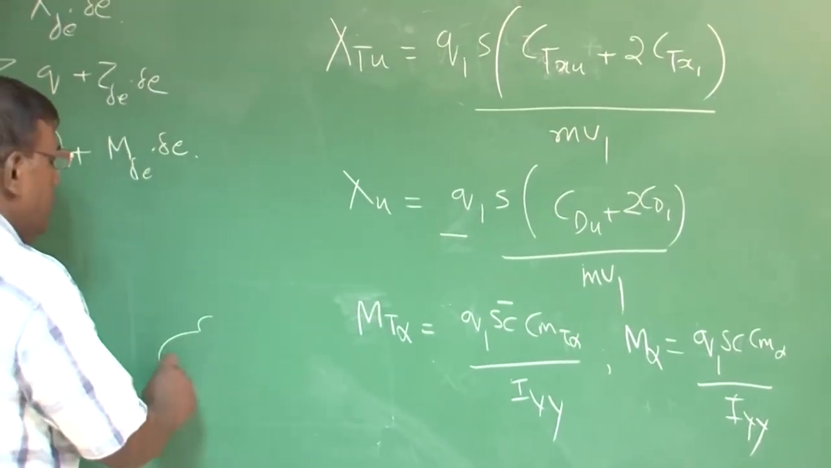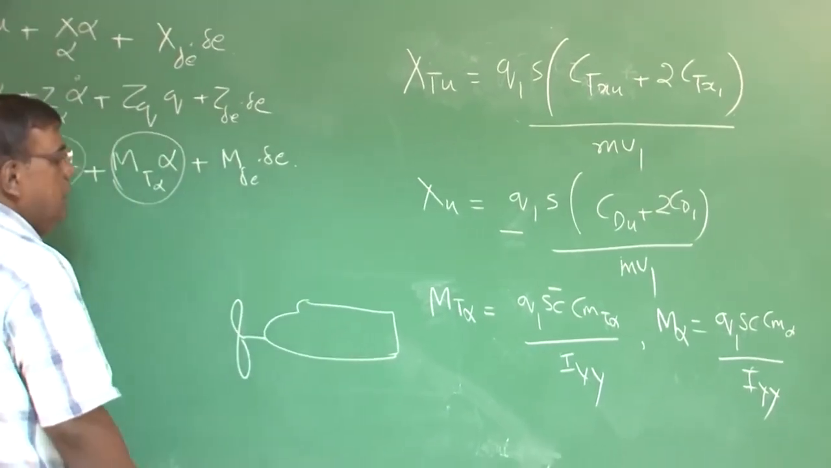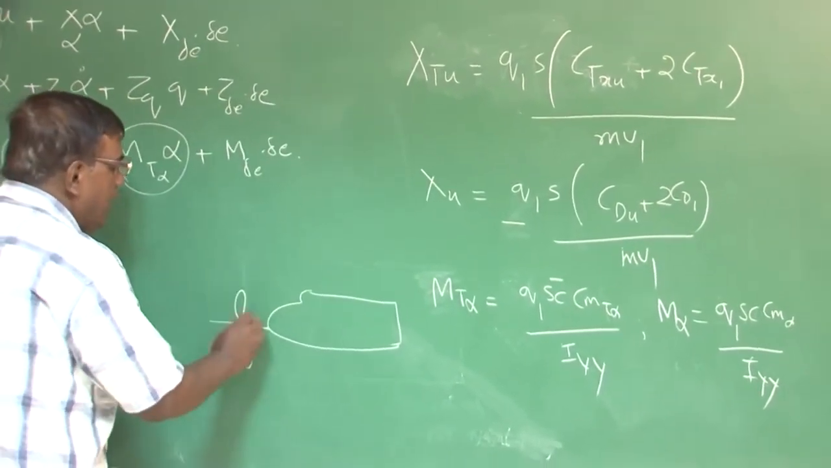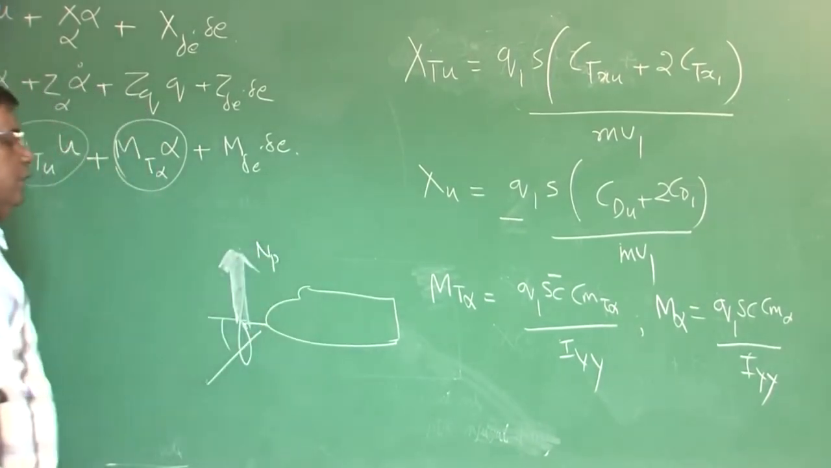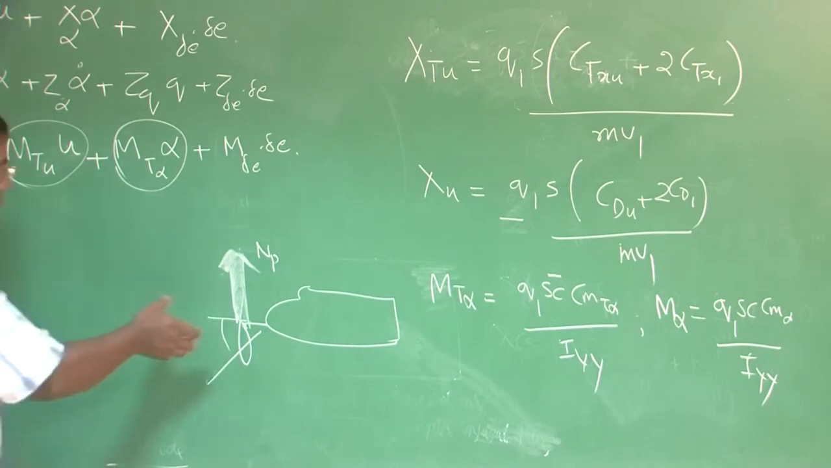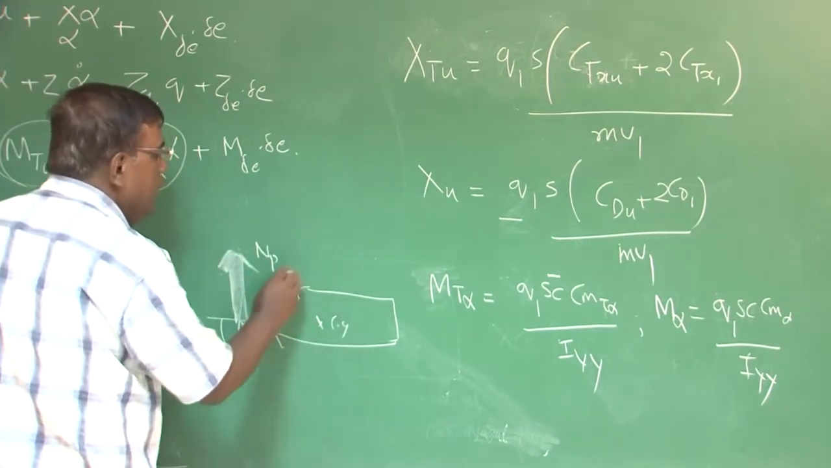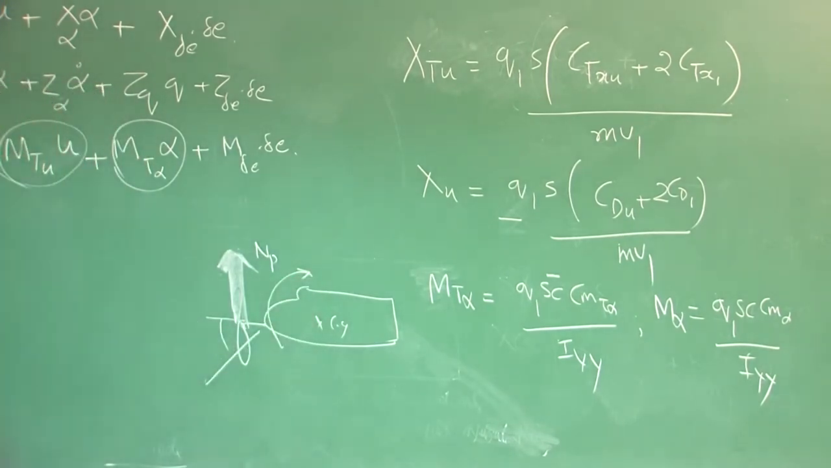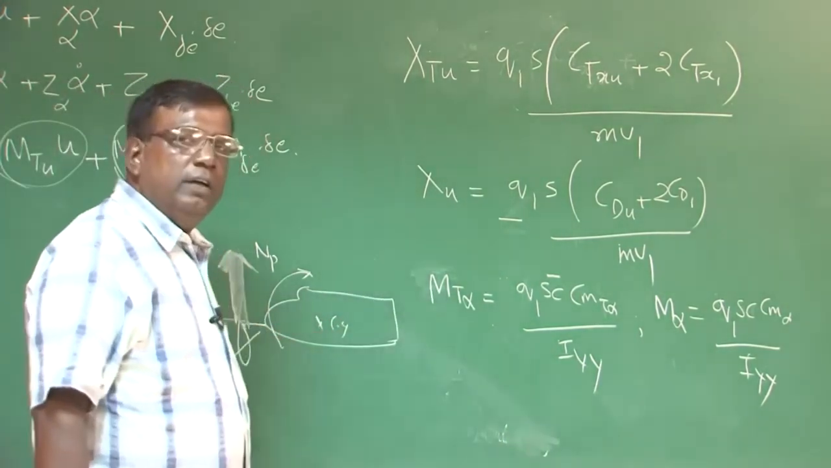You could understand the physics behind it. Suppose this is the airplane, and let's say this is the engine or a propeller. At an alpha, there will be some normal force, Np, acting like this. The momentum of air will be pushed like this. So this into the CG of the airplane will give a moment because of the thrust component. That is how the origin of MT alpha lies.